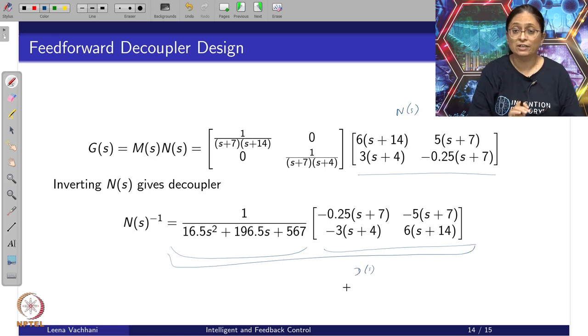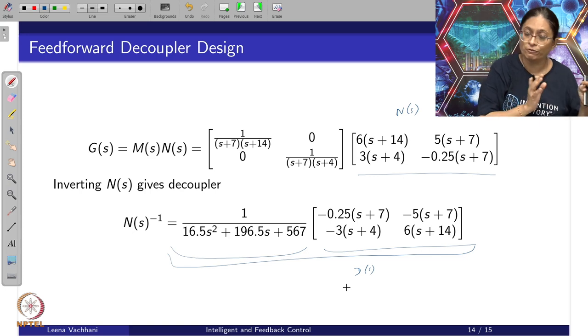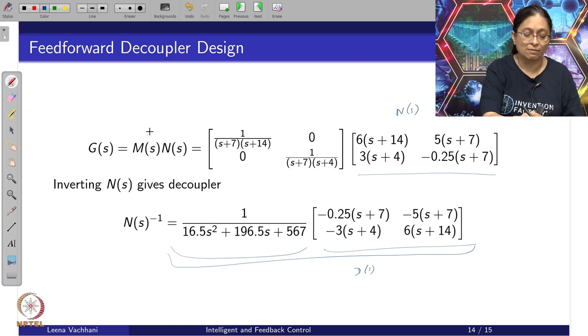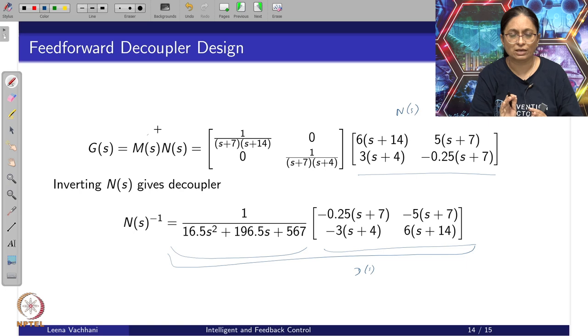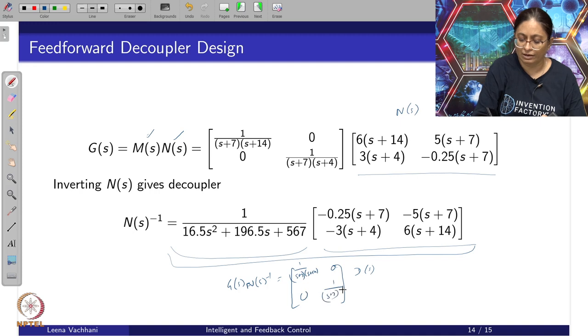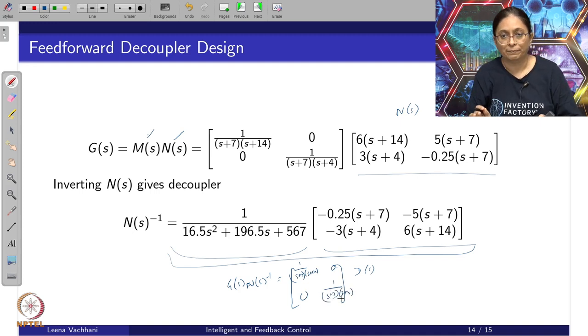All right. Now, even if it is a D of S, whether it is sitting before the process control block or after the control block is to be considered very carefully. What we did in this case is matrix manipulation. So one has to make sure that we are not assuming the commutative property of this. So M of S, N of S is not equal to N of S, M of S. Now it is G of S times N of S inverse, and I am getting a diagonal block, which is 1 by (S plus 7)(S plus 4), 0, 0, 1 by (S plus 7)(S plus 4). And this is a very simplified design, right?